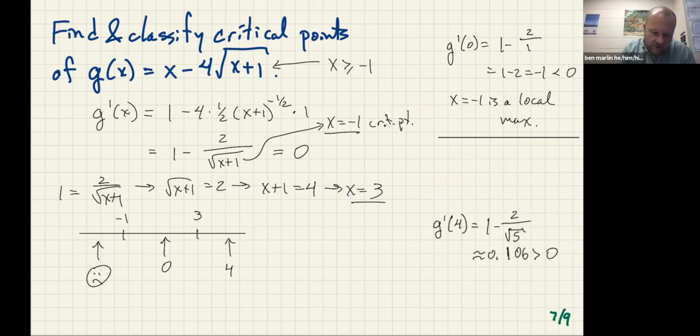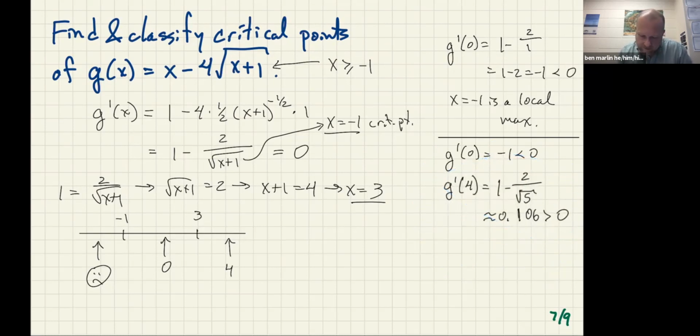So I'll move that down a little bit there and say that our g prime of 0 is equal to -1, which is negative. And then I can move this stuff back up here. And that tells me that x equals 3, that breaking point, is a local what? Well, it was going down, and then it changed and started going up. So that means that it is a local minimum.